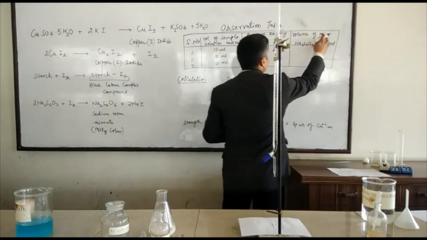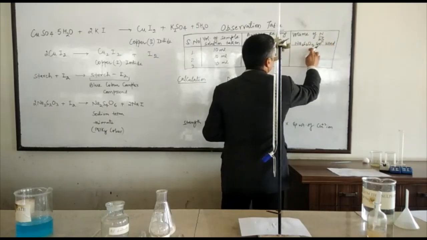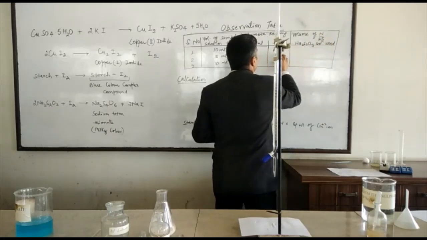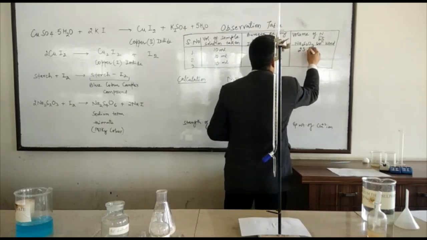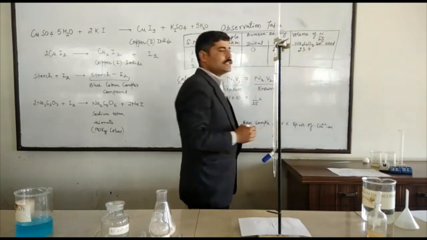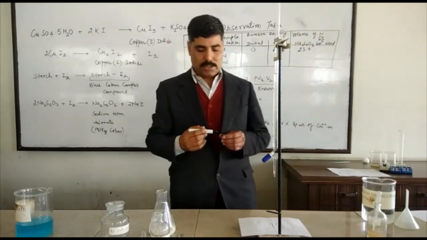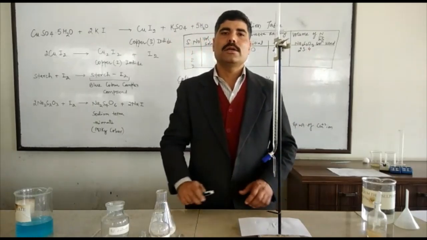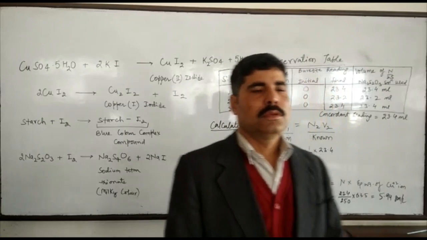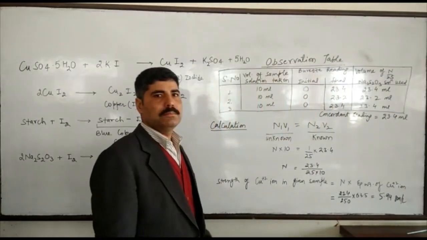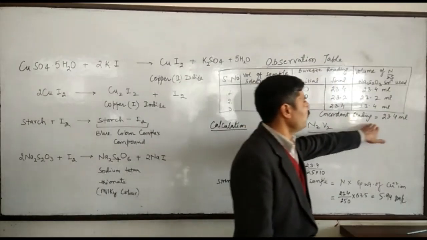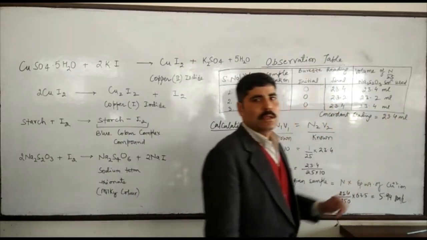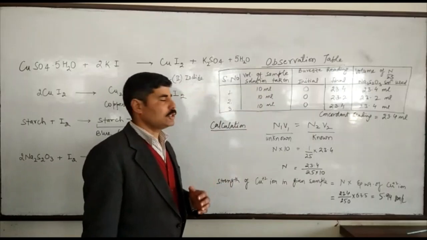So the volume of N/25 sodium thiosulfate solution used is final minus initial, that is 23.4. We have to do the same procedure 3 times to get the concordant reading. After doing the same job 3 times, the concordant reading is 23.4 ml. Now we have to move to the calculation part.